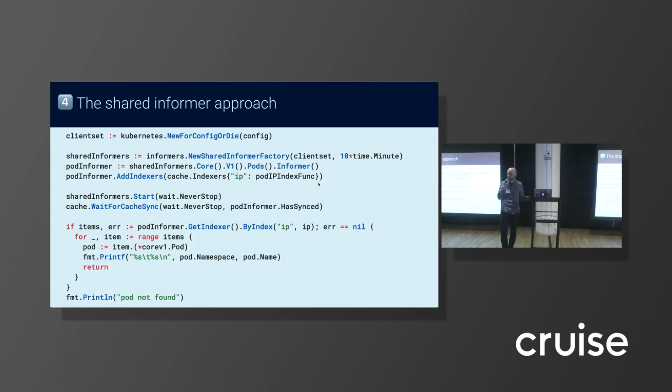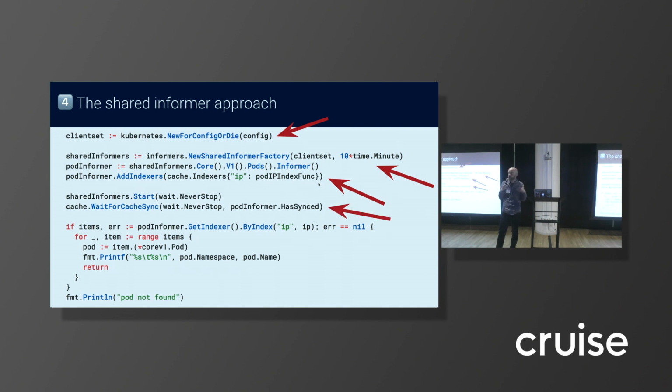The new hotness here is that we call new config or die. We create our shared informer factory, and then we grab a pod informer. And with that pod informer, we're able to add an indexer that takes the index by IP function that we created in the last example. And then we can start the shared informers.